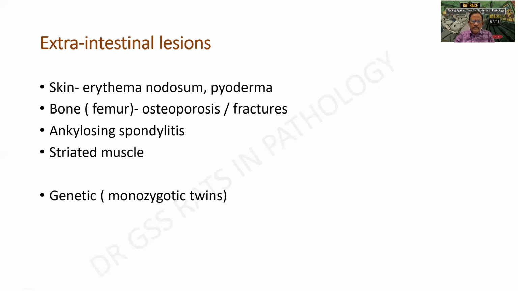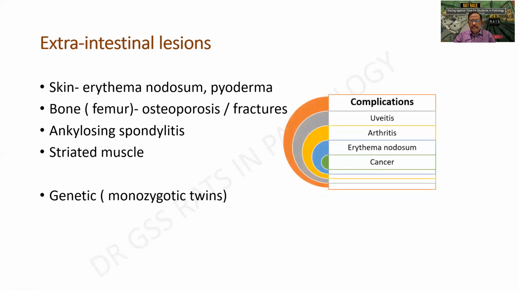A genetic predisposition has been considered because it is common in monozygotic twins. And the usual complications externally can be uveitis, arthritis, erythema nodosum, and a lower degree of cancer formation.